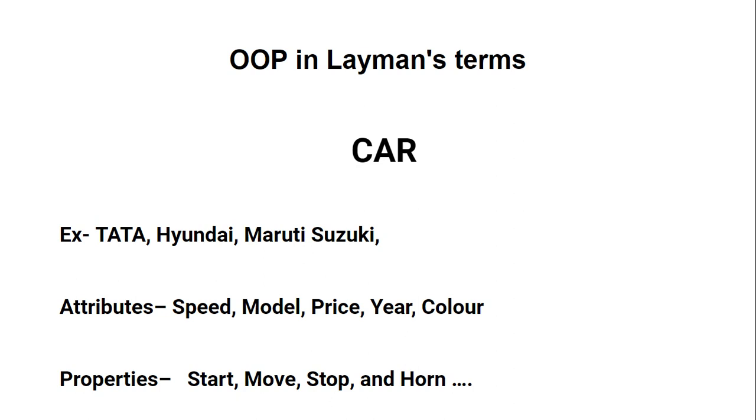So we can take an example here. What exactly is OOP? OOP basically deals with classes and objects, and in real life, a car can be a class for this object-oriented programming concept. How can a car be a class? Let's take a car. A car is a class, and Tata, Hyundai, Maruti Suzuki are the objects of that particular class, car.